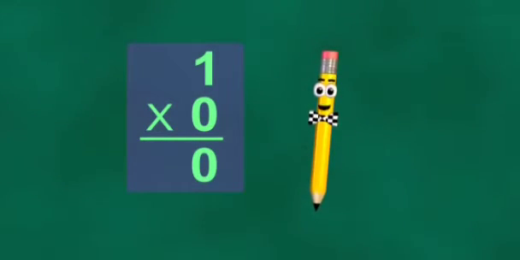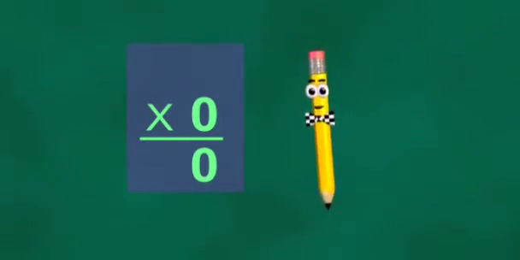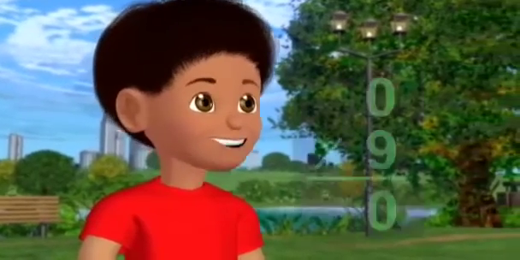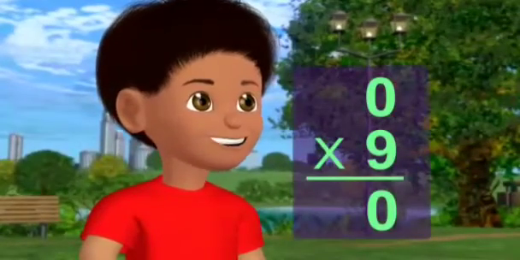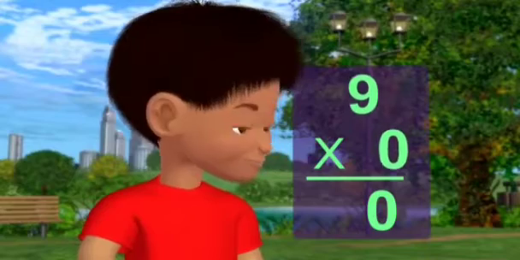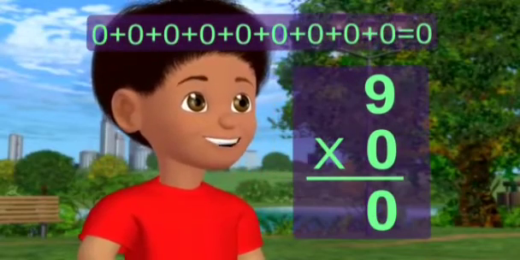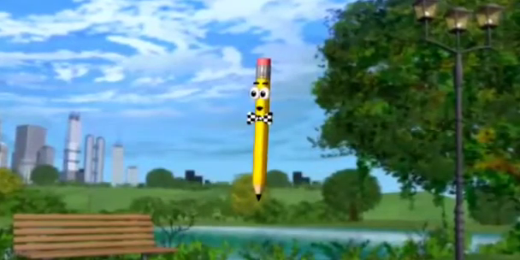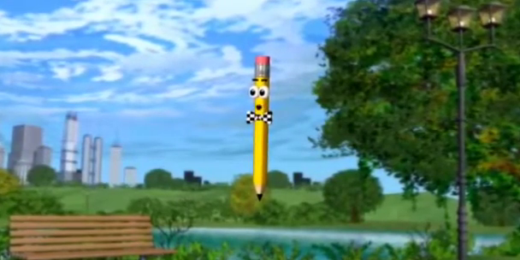In the same way, whatever number you multiply by 0, you will get the answer 0. Even if you multiply 0 by any number, or any number multiplied by 0, it makes 0 only.